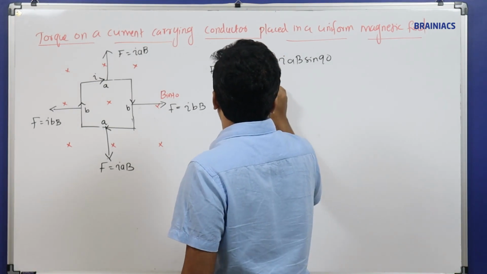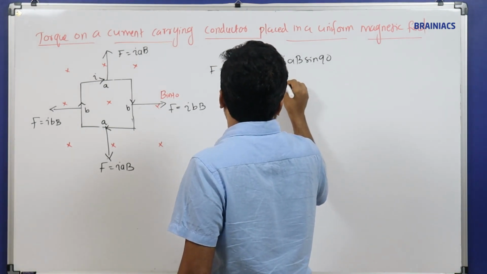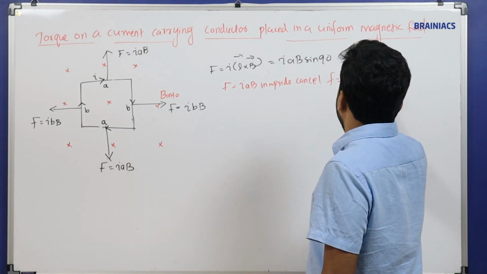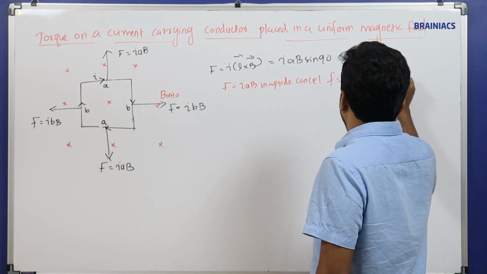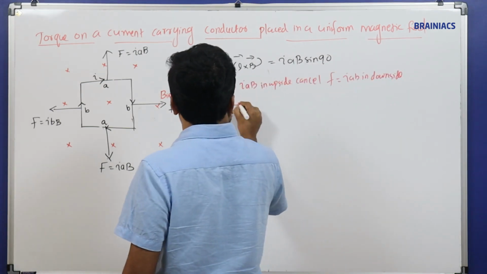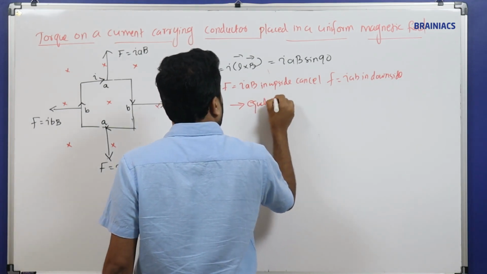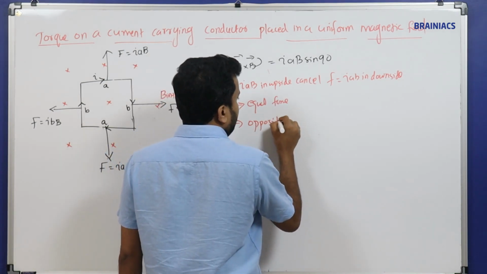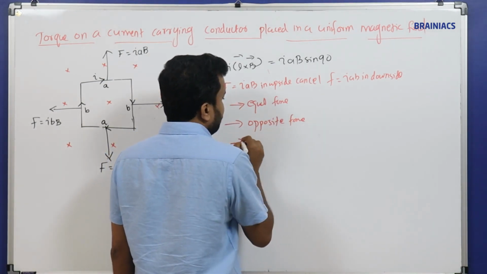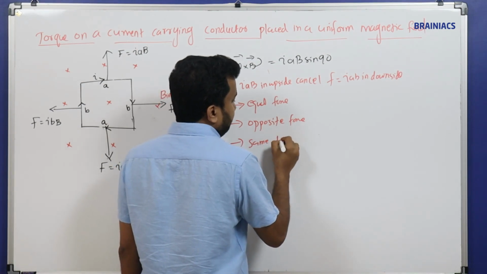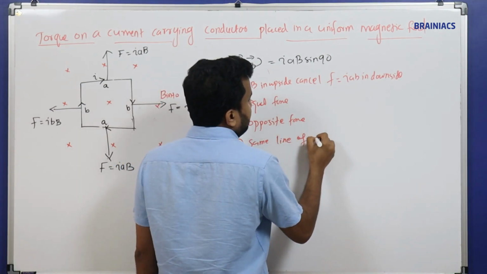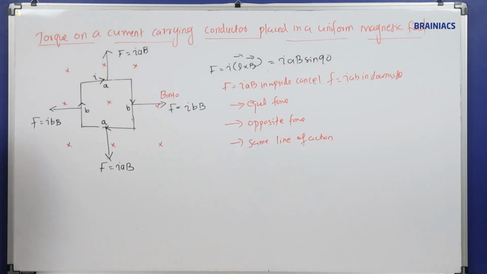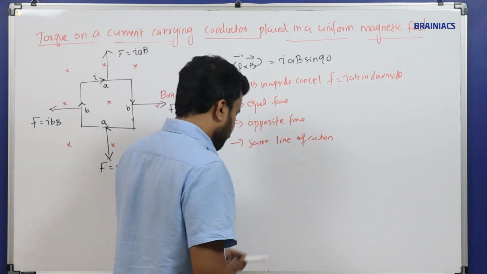Okay, F is equal to IAB in the upside cancels with F is equal to IAB in the downside. What is the reason for this? The reason is equal force, opposite force, same line of action. If two forces are equal and opposite, with the same line of action, they will get cancelled out with each other.